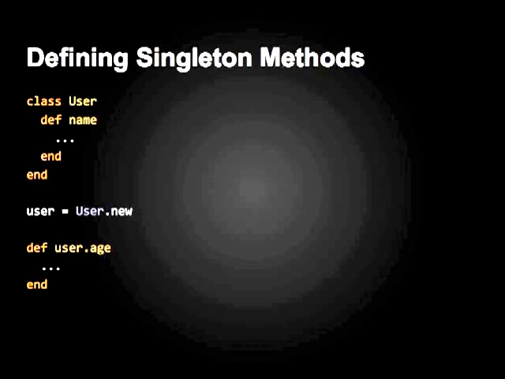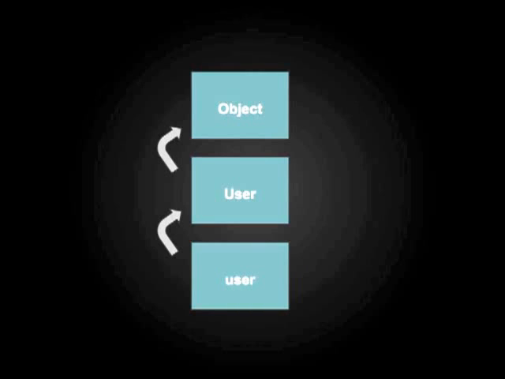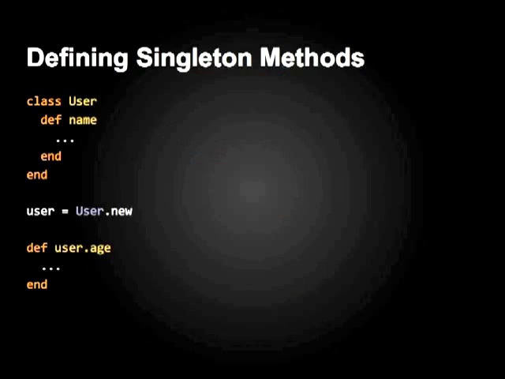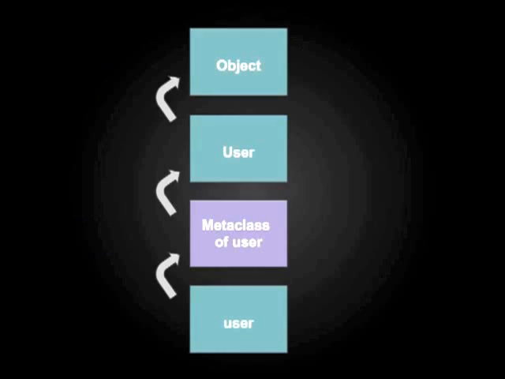So just based on the way the object model is working, if it stored it on the user class, then all instances would have that method. But we know that's not the way it works. So the way Ruby handles that is it sticks a class in between, in the inheritance chain, in between itself and its class, which is often referred to as the meta class. There's a lot of names for it, but meta class seems to be the most common. And so it actually creates this meta class and puts the method on the meta class. So in this instance, the meta class would just have a method age.